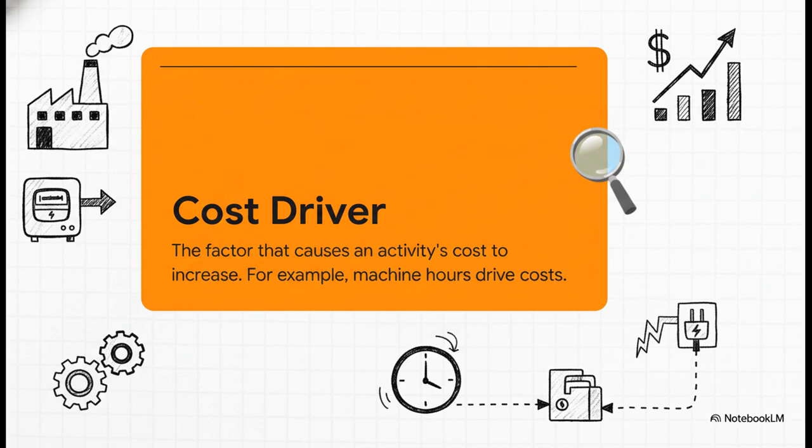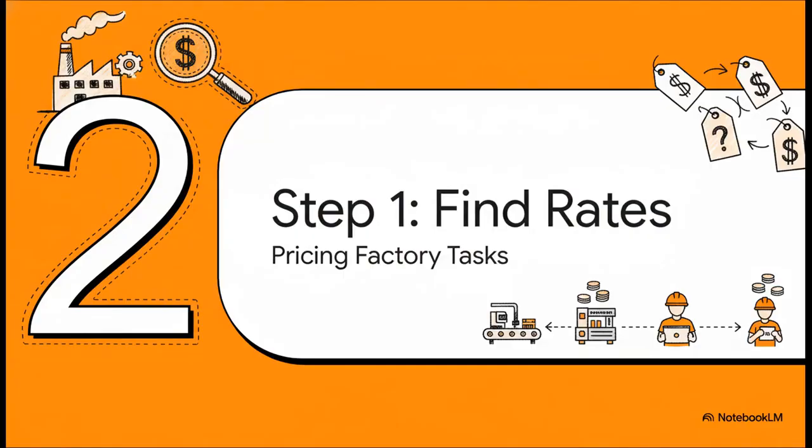Now, for every activity, there's something called a cost driver. Think of it as the cause and effect. What makes the electricity cost go up? Well, running the machines more. So machine hours is the cost driver for electricity. The more you do the driver, the higher the cost. It's that simple. So, let's roll up our sleeves and get into the first real step.